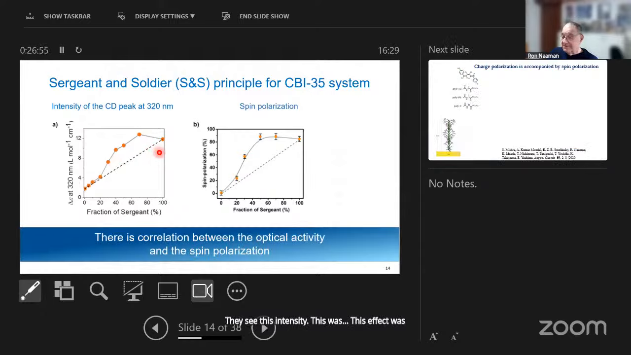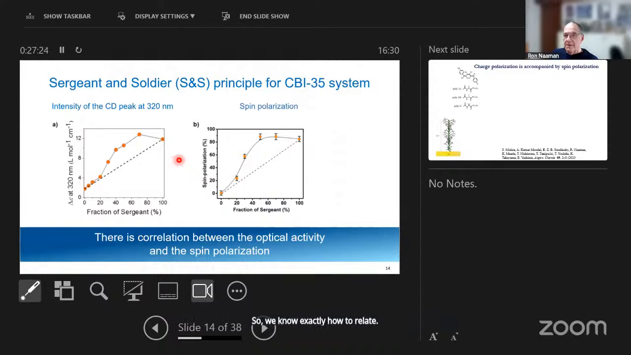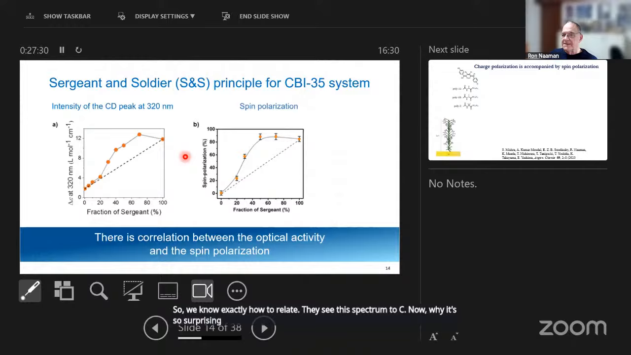This effect was observed later by many groups, and we know now that actually the spin polarization in the CISS effect is proportional to the asymmetry factor, or if you wish, to the magnetic transition dipole moment in the case of the circular dichroism spectrum. So we know exactly how to relate the CD spectrum to CISS. Now, why is it so surprising? It's surprising because the CD spectrum is not a local property. It's not part of the molecule. It's the whole molecule that is responsible for the spectrum.